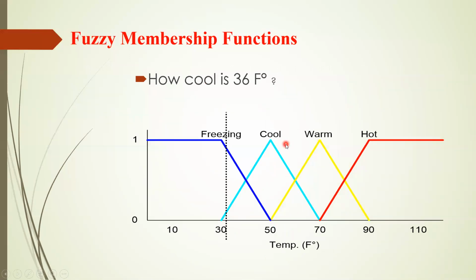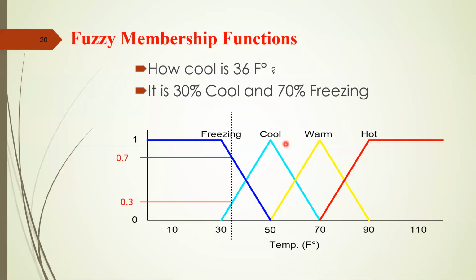Now let's suppose we want to know how cool is 36 Fahrenheit. To know this, we draw a line at 36 Fahrenheit. The points where the line crosses the fuzzy membership functions show the degree of membership of temperature 36. So it is 30% cool and 70% freezing.